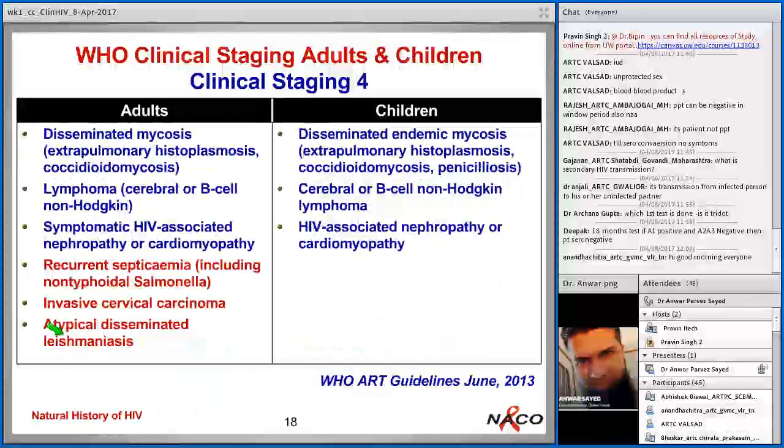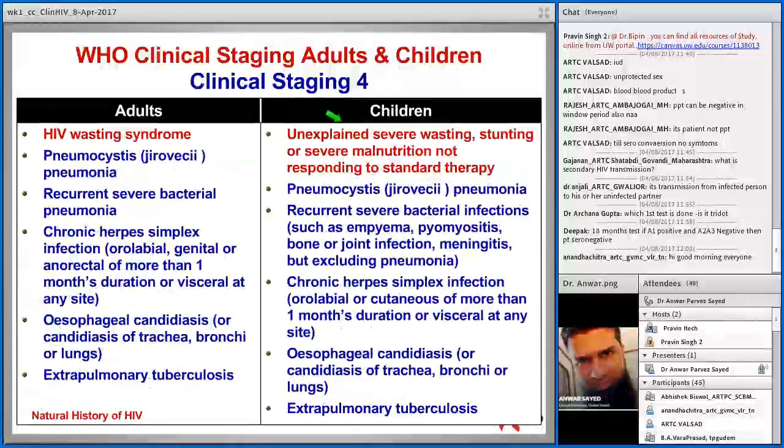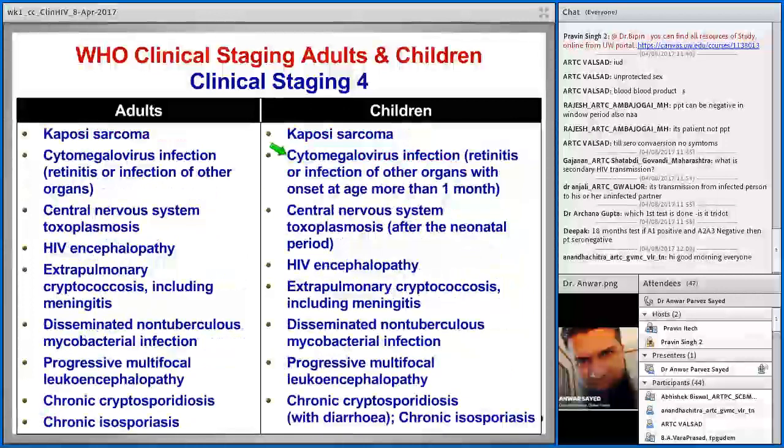PCP is stage 4, then recurrent severe bacterial pneumonia is stage 4, recurrent herpes, esophageal candidiasis. Oral candidiasis we saw in stage 3, esophageal comes in stage 4. Pulmonary TB we saw in stage 3, extrapulmonary TB comes in stage 4. Kaposi's sarcoma or other cancers also will fall under stage 4. Cytomegalovirus, CNS toxoplasmosis and cryptococcosis also form stage 4. HIV encephalopathy, HIV induced nephropathy, all those will form stage 4. PML, progressive multifocal leukoencephalopathy, stage 4.